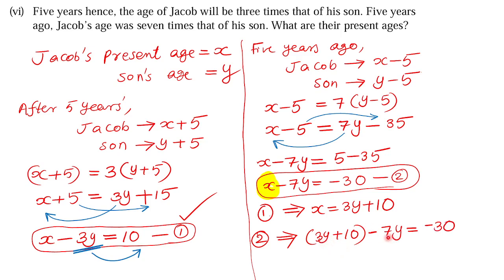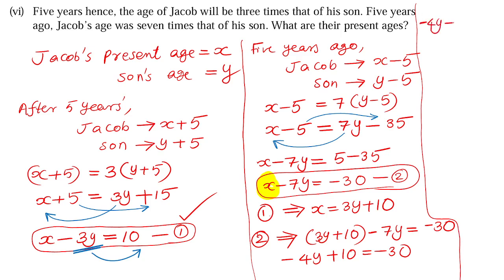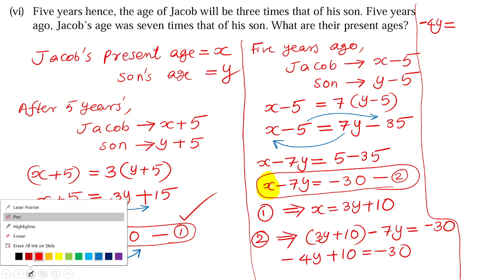3y minus 7y is minus 4y. 3 minus 7 is minus 4. So minus 4y plus 10 equal to minus 30. Let me write here. So what is minus 4y then?